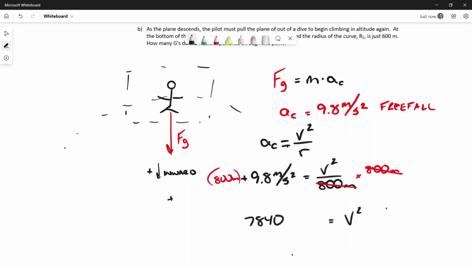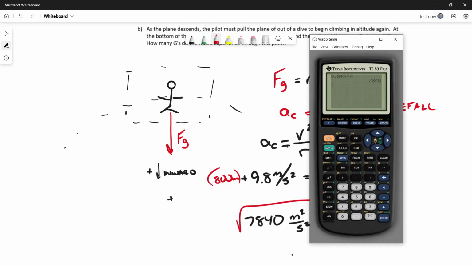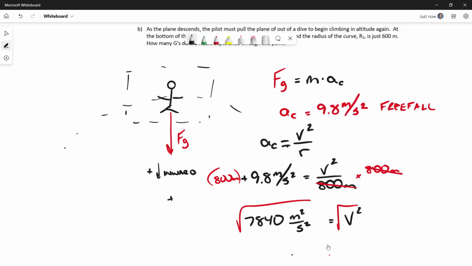7840. Look at the units. I have meters times meters per second squared. That's meters squared per second squared. And when we solve for v, we would take the square root of both sides, and look at what happens to my units. Meters squared per second squared, the square root of that is meters per second. So I'm going to take the square root of the answer, and I'm going to get 88.5 meters per second. The velocity of the plane at this point needs to be 88.5 meters per second. That's what V1 is.